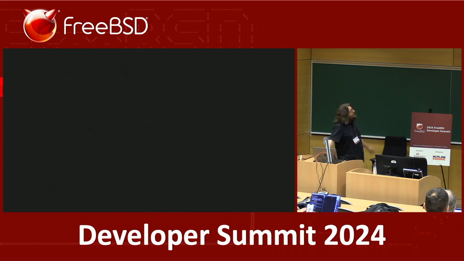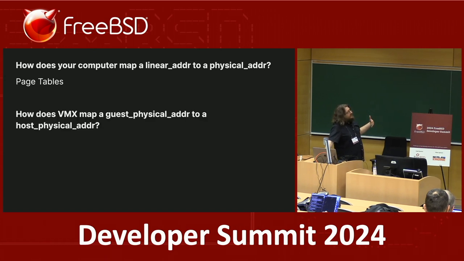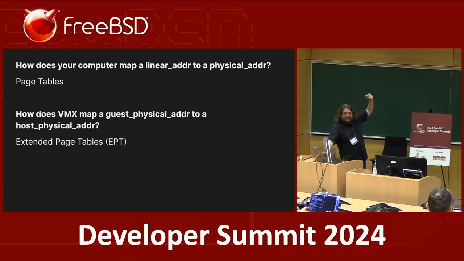Now, to backtrack a little bit, how does your computer map a linear address to a physical address? Linear address in program space to a physical address in RAM, right? Page tables. Everybody loves page tables. Now, how does VMX, the hardware with all the virtualization support, map a guest physical address, what your guest OS thinks the physical address is, to a host physical address, i.e. the real address in your real memory? More tables. Extended page tables, EPT, right?